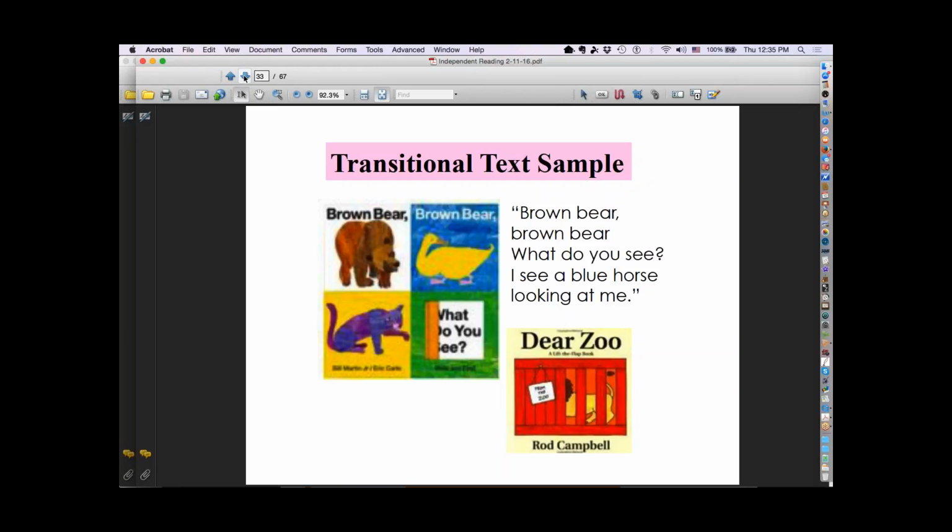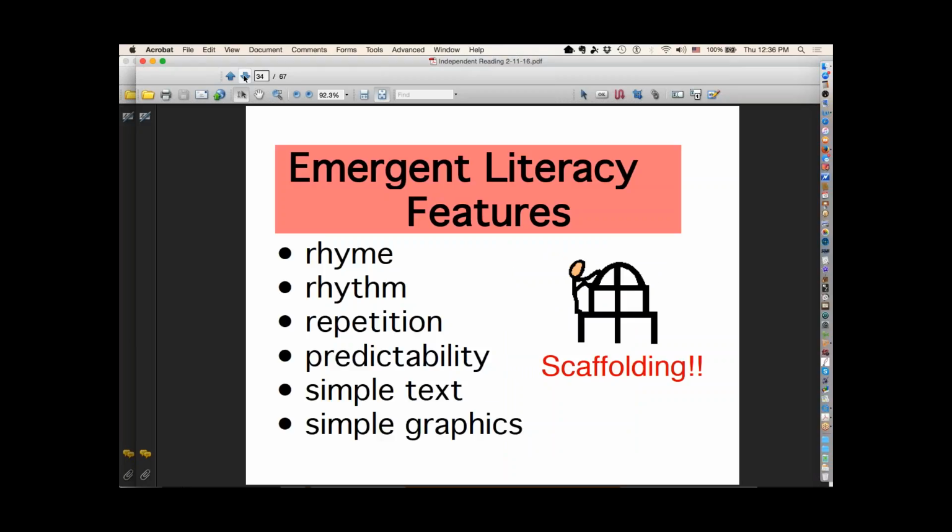So a perfect example of a transitional text book is Brown Bear. Brown Bear, what do you see? I see a blue horse looking at me. So we've got that Brown Bear, what do you see? Do you hear the rhythm, etc.? I'll share all that in just a minute. Dear Zoo is another example, where he wrote to the zoo to get a pet. They sent me a giraffe. It was too tall. I had to send it back. So very, very predictable.